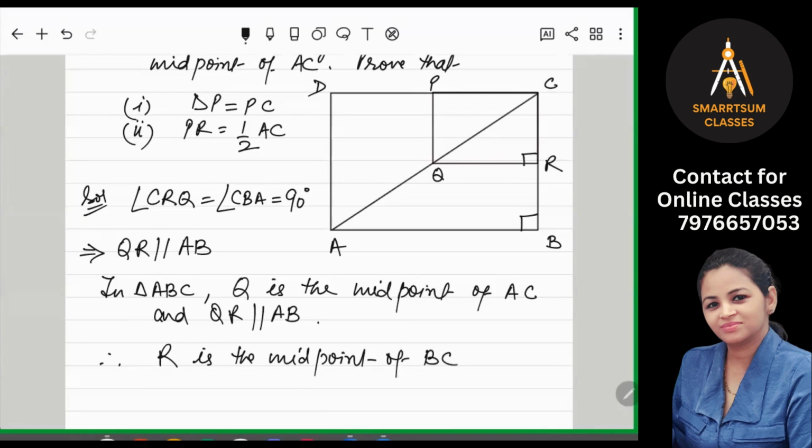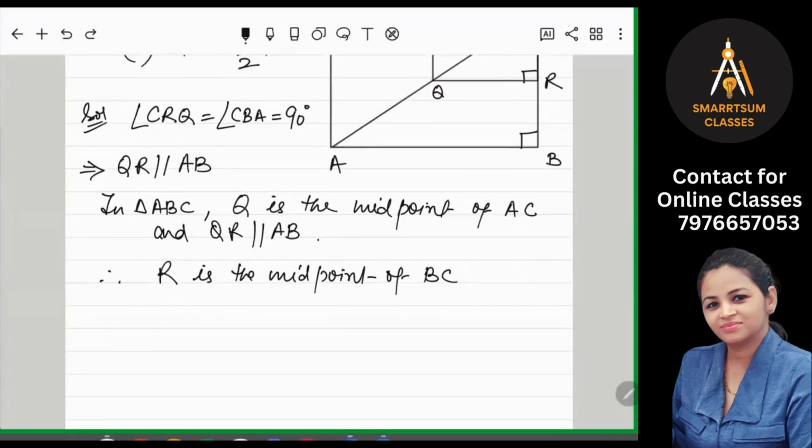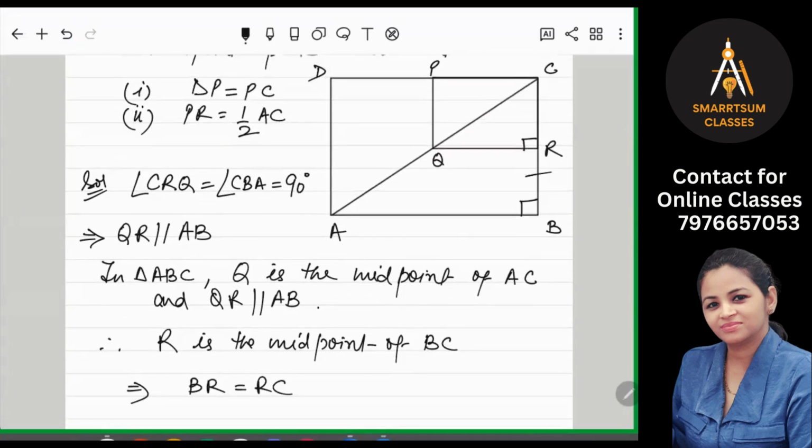Yes or no? Right? So this is the converse of midpoint theorem: if we draw a line from the midpoint of a side of a triangle parallel to the second side, then it meets at a point R, which will be the midpoint of the third side. So R will be the midpoint of the third side. This is the converse of midpoint theorem. Therefore, we can say that R is the midpoint of BC. That means BR is equal to RC, right? Since R is the midpoint, BR and RC are the same. Getting that? Okay.